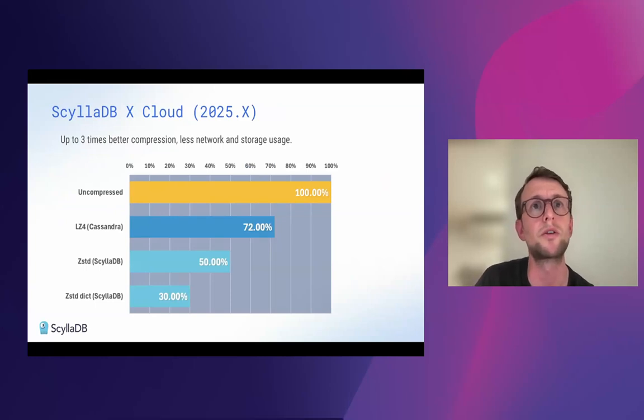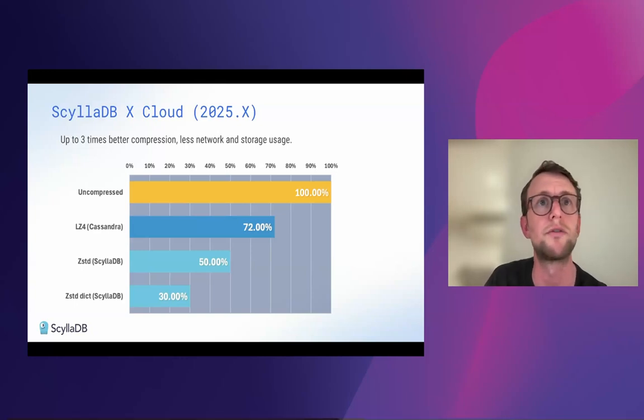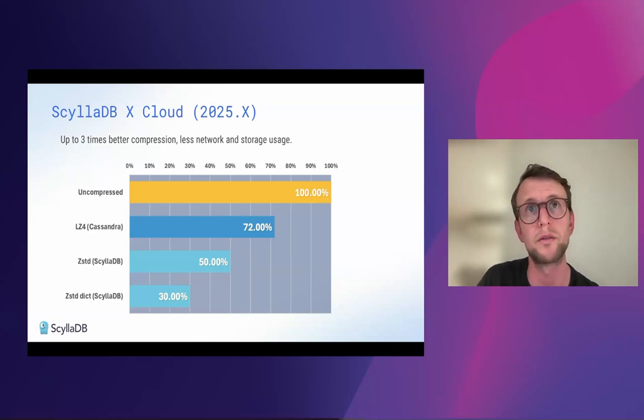The next reduction is around compression. We shipped dictionary-trained ZSTD, which is pipeline aware. So what this means is that first, you can see on the graph, LZ4, which is the default in Cassandra, leaves you with 72% of the original size. Next, you have generic ZSTD, which cuts that to 50%, already an improvement. And lastly, our per cluster ZSTD dictionary takes it down to a further 30%, which is a 3 times improvement, a better compression.